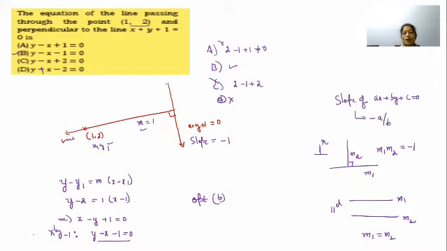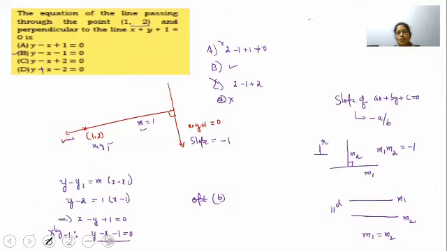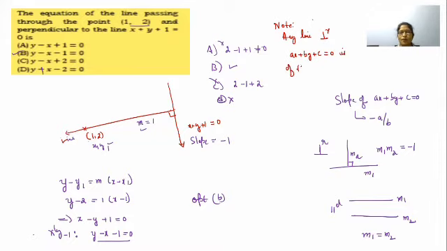Also, you remember one more point. Note this point: any line perpendicular to ax plus by plus c is equal to 0 is of the form, you just interchange the coefficients of x and y: bx minus ay plus some other constant is equal to 0.